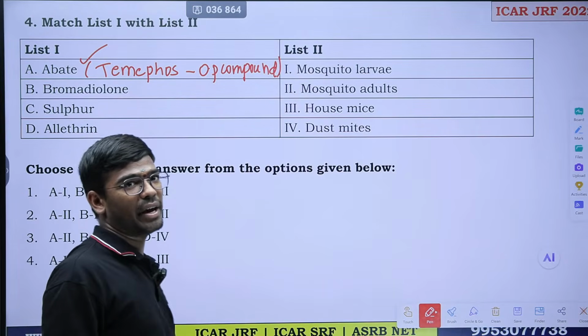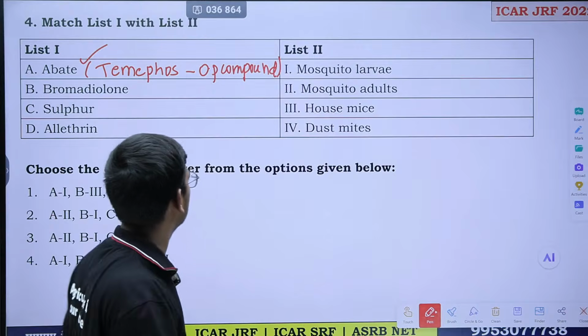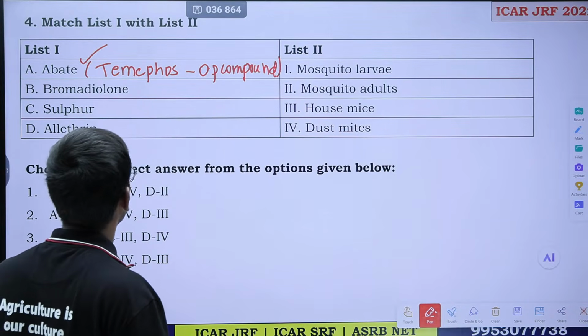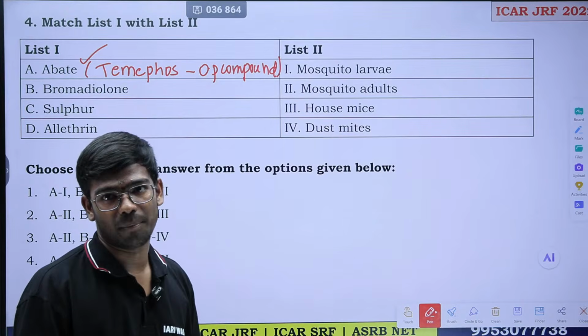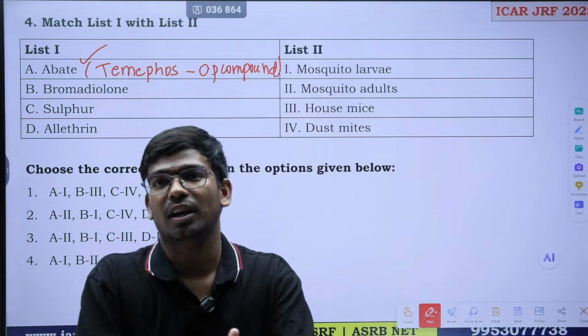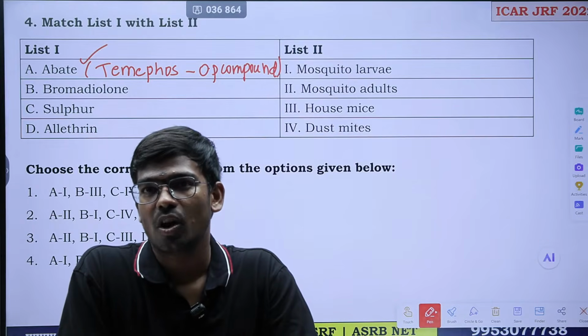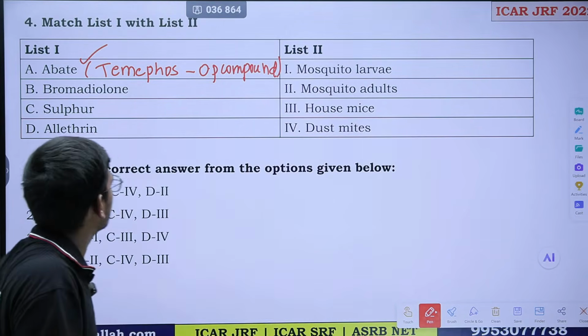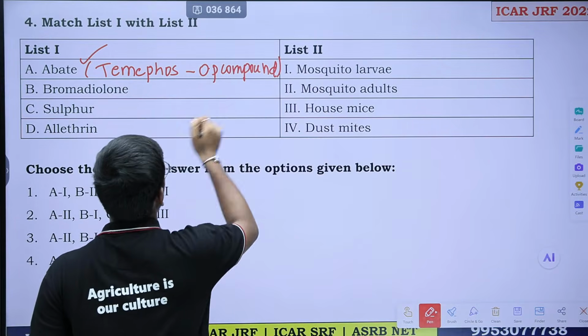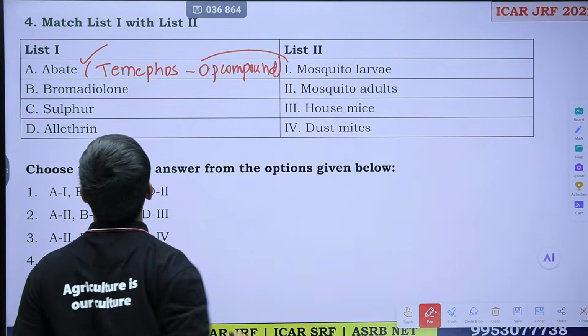Abate is an organophosphorus OP compound, which is used for mosquito larva and mostly used for treating any river bodies or drainage conditions to eliminate the mosquitoes. So abate is one itself.